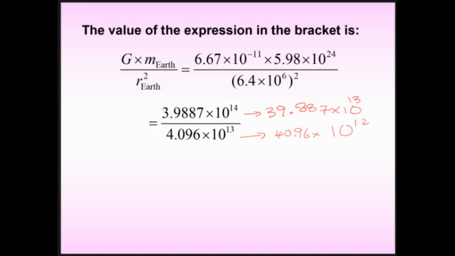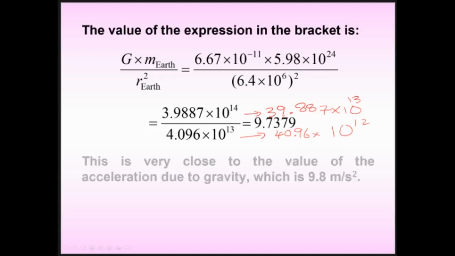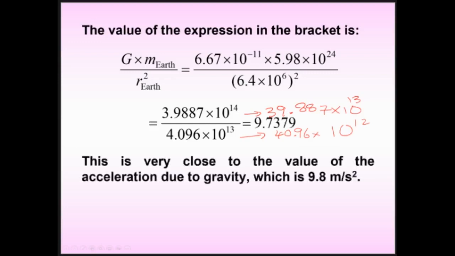What number did you get? How many people are getting 9.737? This is very close to what? There you go. That is 7.73, sorry. Is that a coincidence that our answer is suspiciously close to 9.8, which is a very special number for our planet Earth?